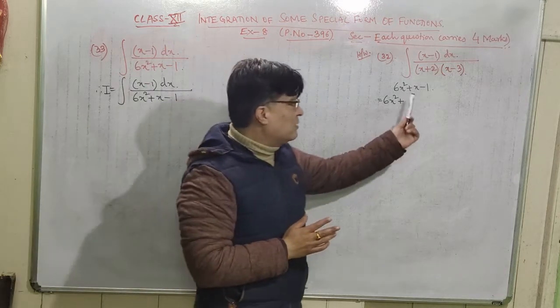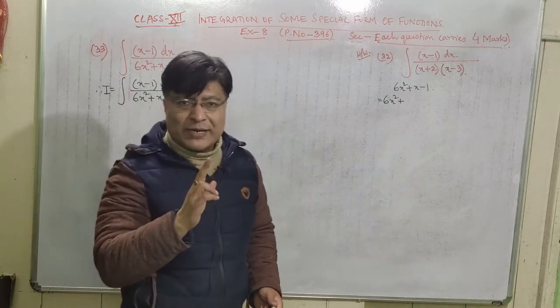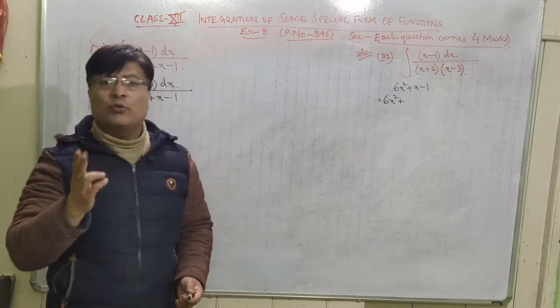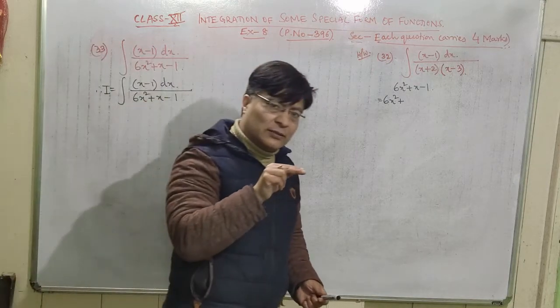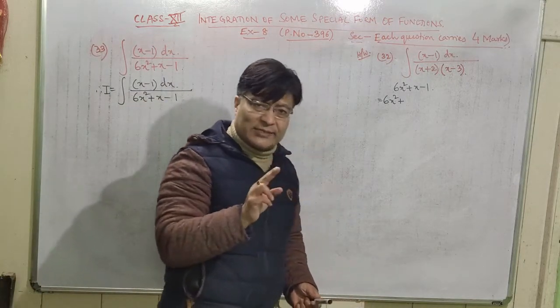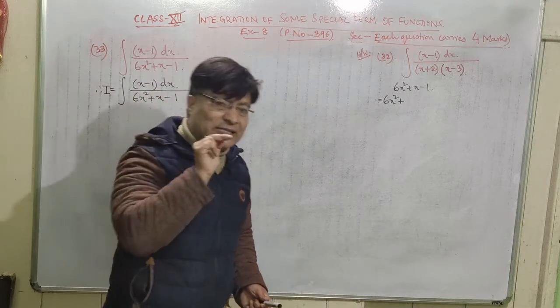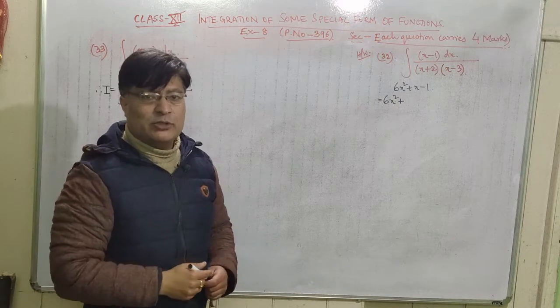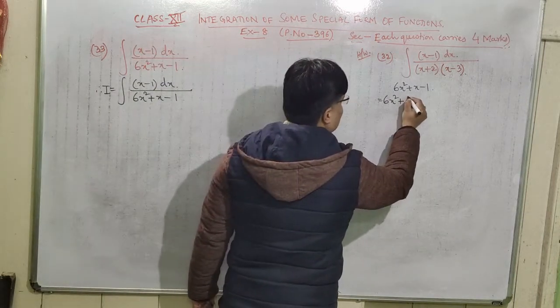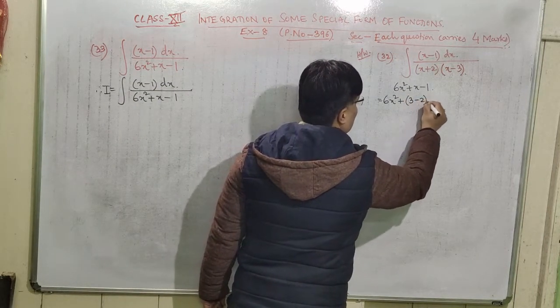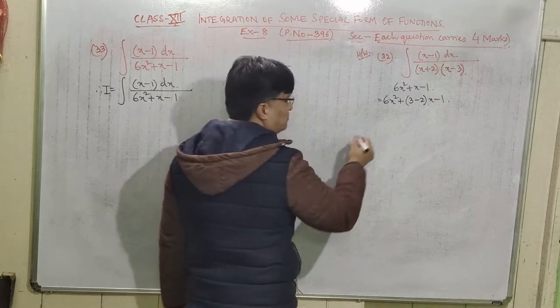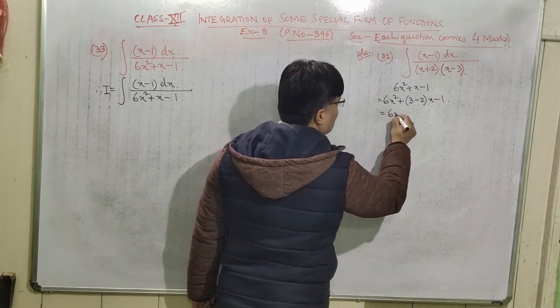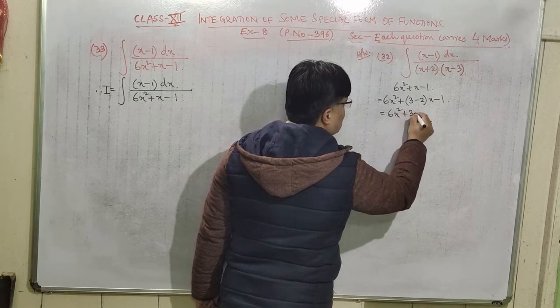That is, the coefficient of x here is 1. So if you subtract the two numbers, you should get 1. If you multiply the two numbers, you should get 6. That is, 3 twos are 6 and 3 minus 2 is 1. So plus, it is 3 minus 2 into x minus 1, which is equal to 6x square plus 3x.